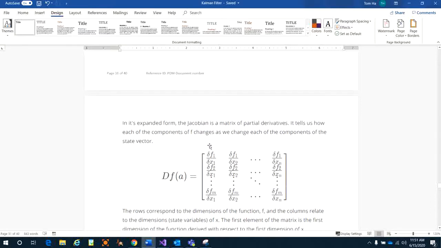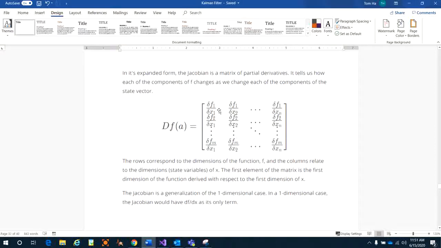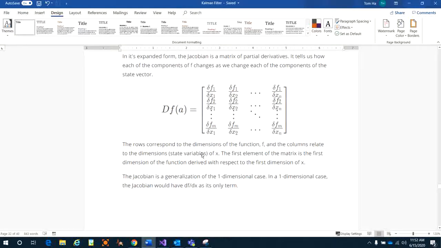So, expand the form: Jacobian matrix or partial derivatives. It tells you how each component changes when we change its component. I don't want to go deeply into the math right here, but I will show you a very detailed example, and it will help you understand more easily than the math. The row corresponds to the dimension of the function f, and the column is related to the state variable of s, right?